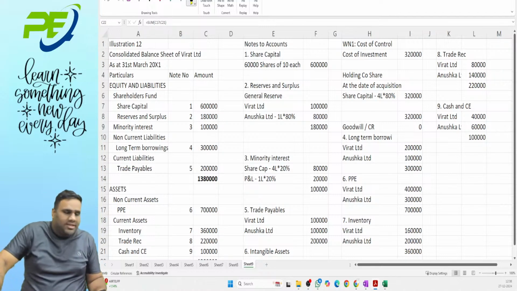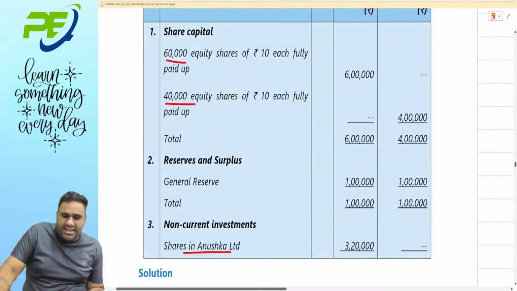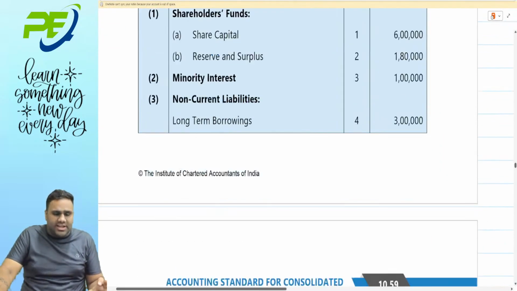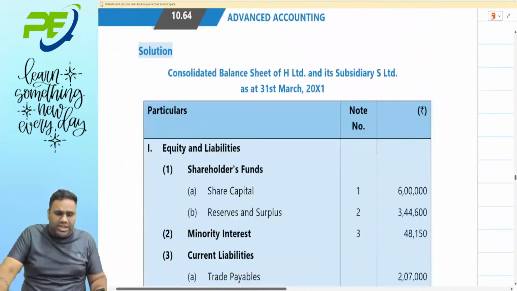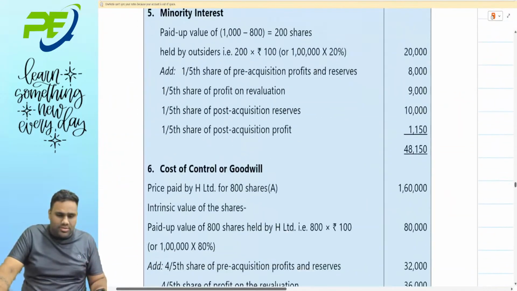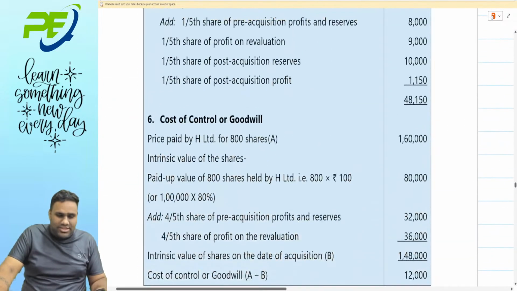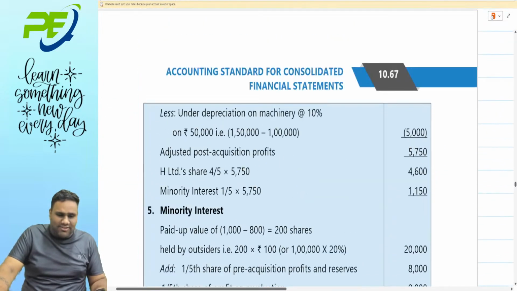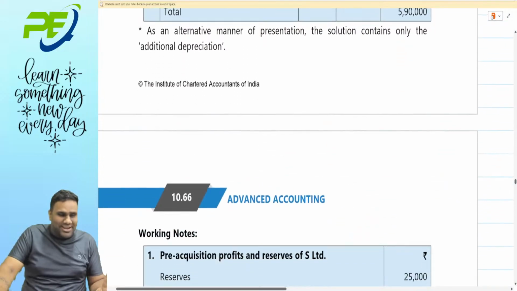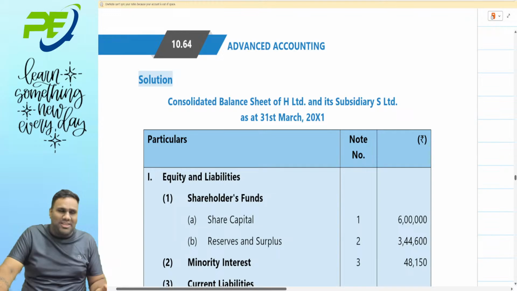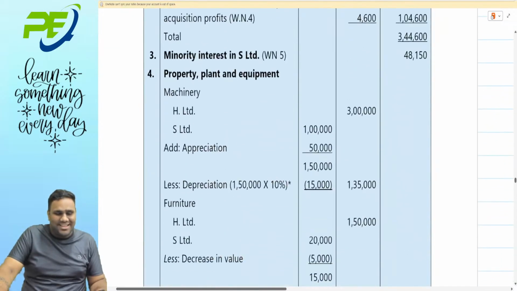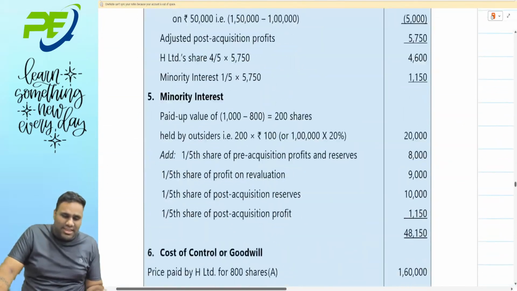Okay, everyone. Now let's move on. Illustration number 13. It is a full-fledged consolidation problem. We will start post lunch. Now I'll do illustration number 14. You see illustration 13 solution: 1, 2 page working note, 1.5 page notes to accounts, 1 page balance sheet. That's all. 3 pages solution.